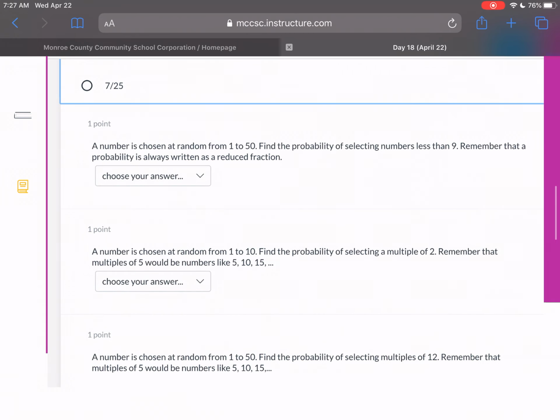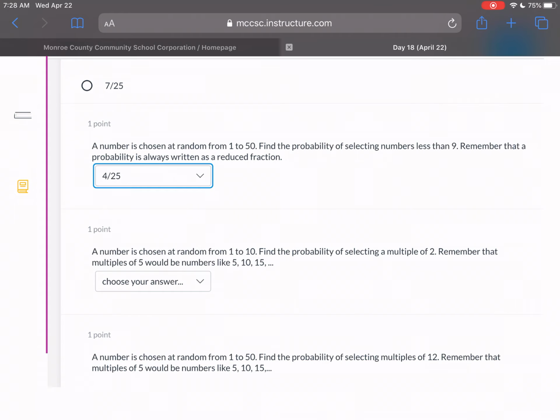Okay. A number is chosen at random from 1 to 50. Find the probability of selecting numbers less than 9. Remember that the probability is always written as a reduced or simplified fraction. So less than 9, that means 9 can't be an option. That means it could be 1, 2, 3, 4, 5, 6, 7, 8. That's 8 possibilities out of 50. So 8 over 50, well, they're both even, so that could become 4 over 25. And there's the answer.